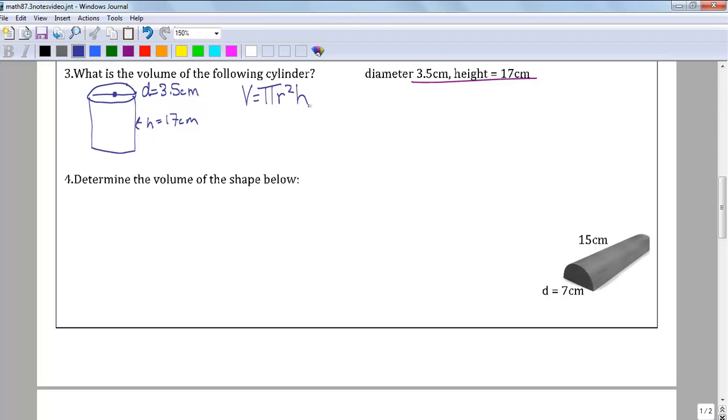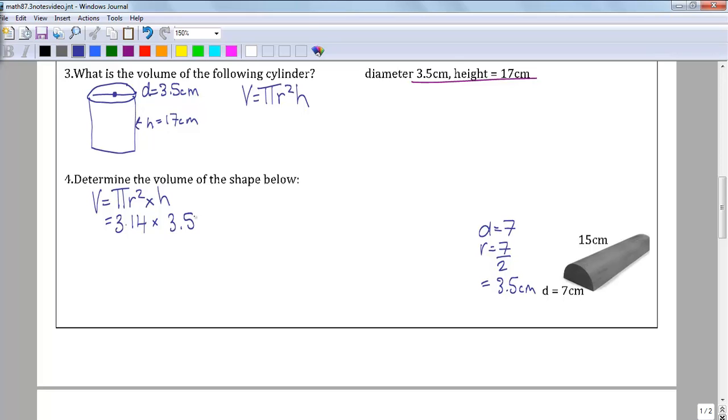And let's take a look at number 4. It says determine the volume of the shape below. So it looks like a little bit's cut off, but the key here is that this is a cylinder that's been chopped in half. So I'm going to go through and find volume the same way I've been doing, but at the very end, I'm just going to chop my answer in half. So I'm going to pretend that it's a full cylinder, just for now. So let's see, 3.14, and then our radius, if diameter is 7, that means that radius is 7 divided by 2, which is 3.5.